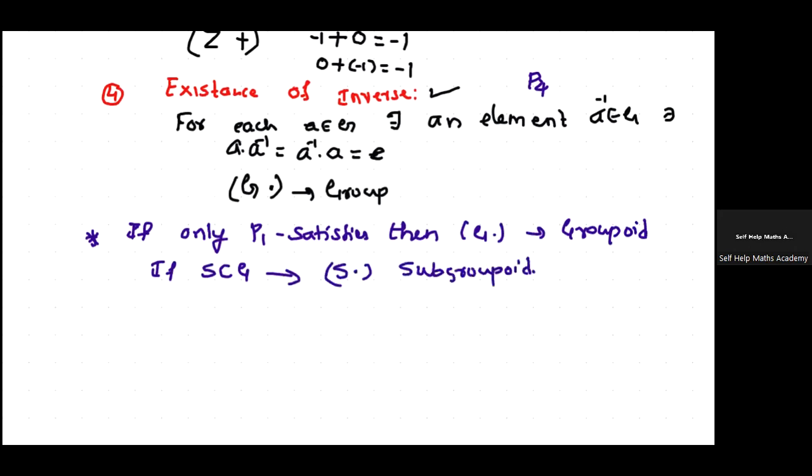Now the second thing is, or it's also sometimes called the Cauchy group. This we also say as Cauchy group.